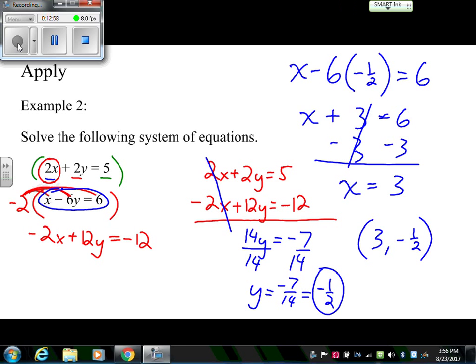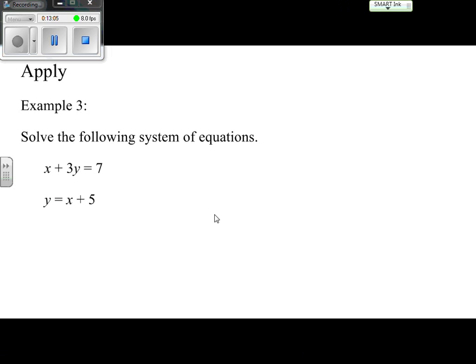All right, we're going to look at one more example. And for this one, you'll notice that my first equation is essentially in standard form, while my second one is in slope-intercept form, or y-intercept form.